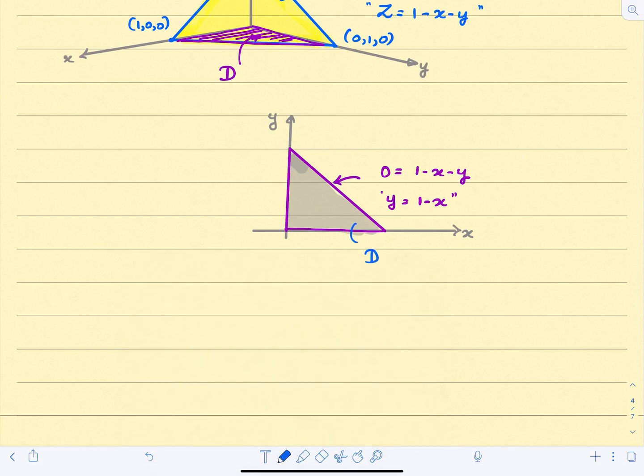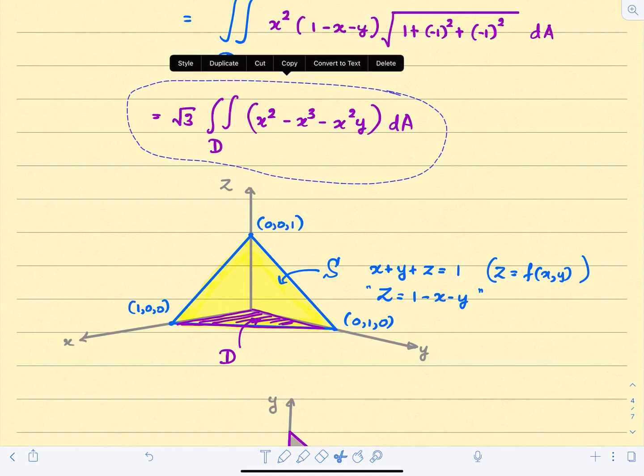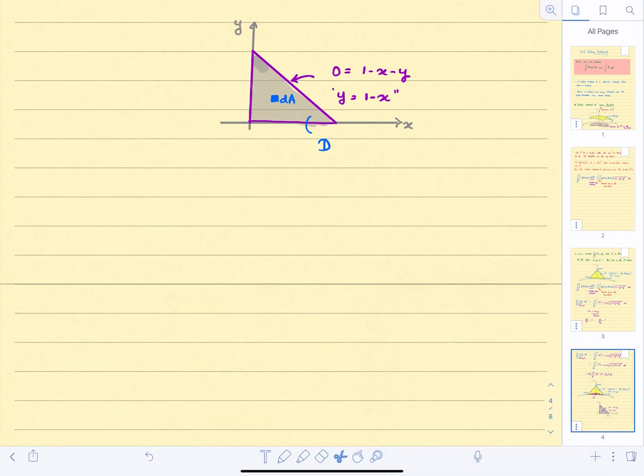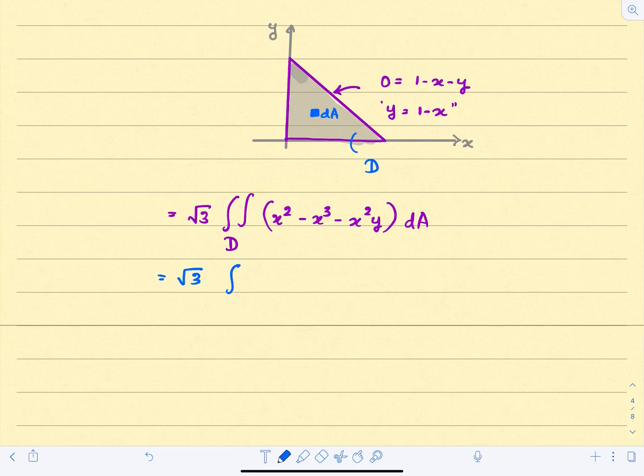This is your domain D, and we have this area element dA. Okay, so now we can do this integral. We can write dA as dy dx or dx dy, but I am going to choose this order of integration.